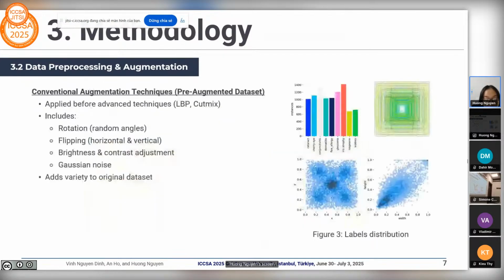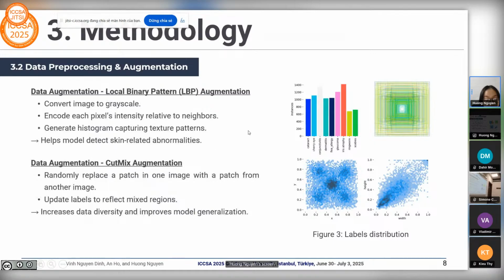And to improve model robustness and reduce overfitting, various augmentation methods were applied, such as rotation, flipping, brightness and contrast adjustment, or Gaussian noise. And these steps ensure the data is balanced, diverse, and robust, allowing the model to generalize effectively in real-world scenarios. And after the conventional methods, we implemented more advanced augmentation techniques like LBP and CutMix.